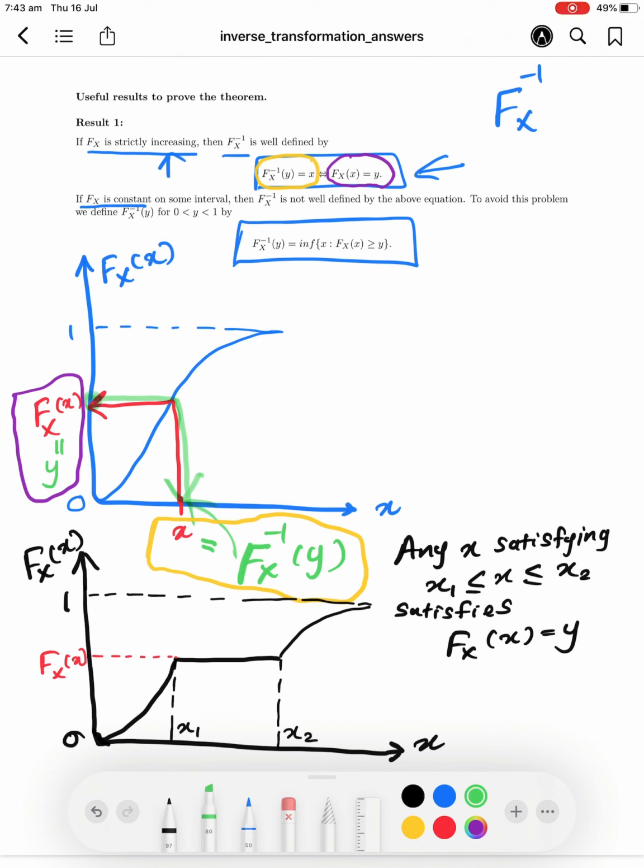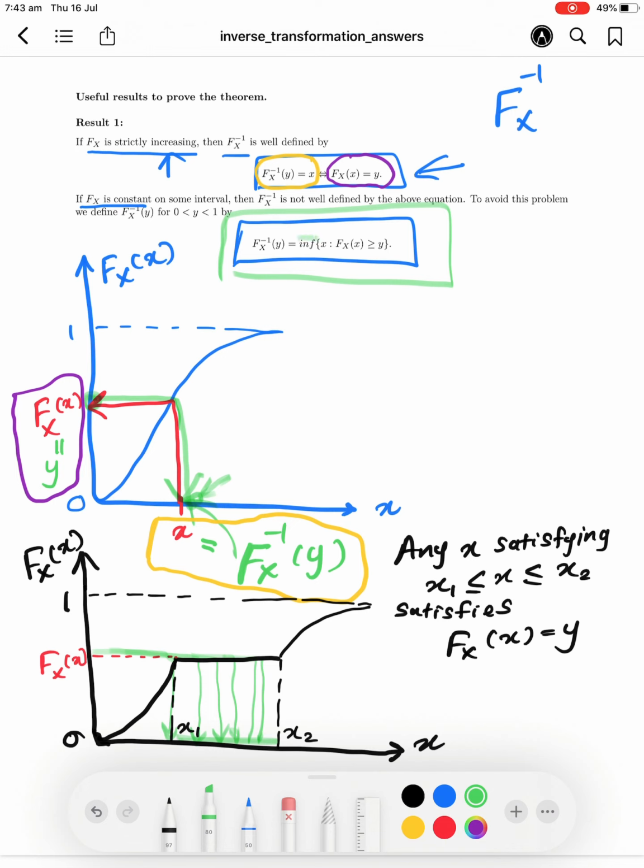So now if we move the other way around, there's one x1 here, and again we have several x values. Any value within this range. Earlier we just have one single point. So this problem is avoided by defining Fx inverse y using this.